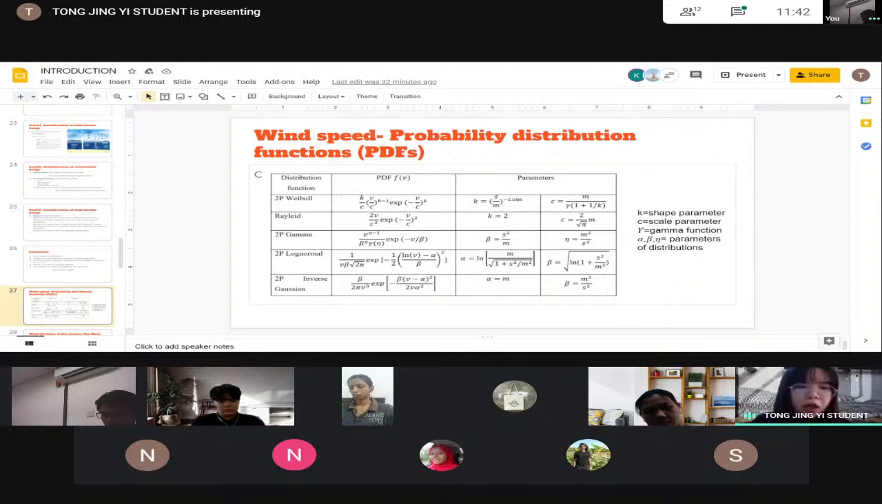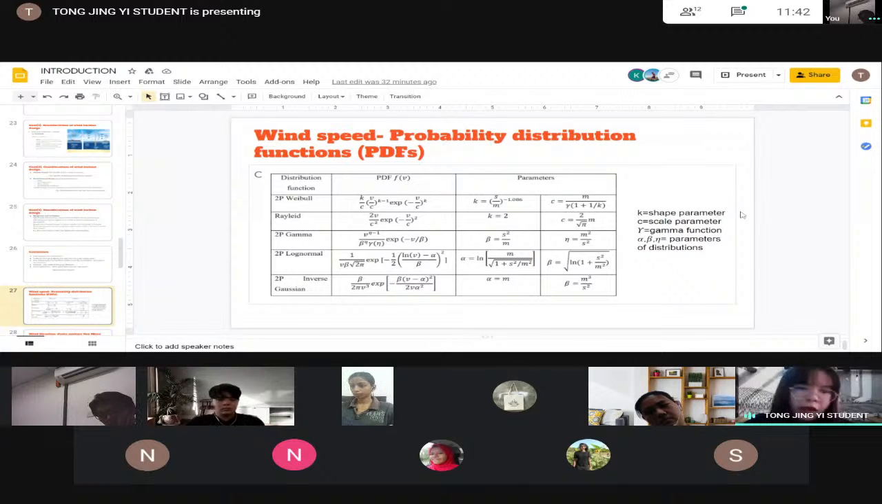So these are the probability distribution functions that we use for wind speed analysis, but I will not go into too much detail on the others. Our group emphasizes these two-parameter distributions because they are more widely used and simpler compared to the others.